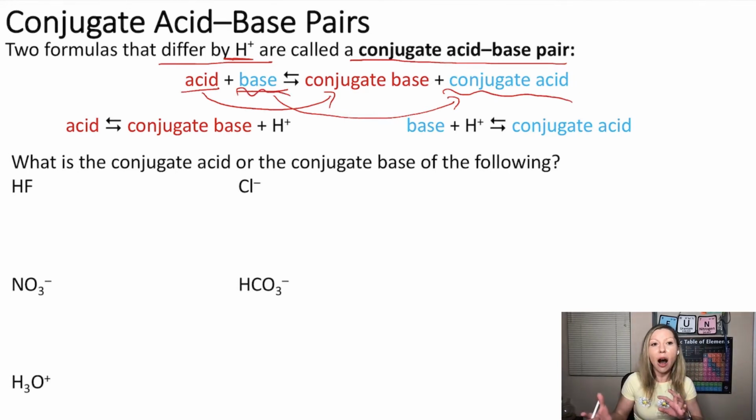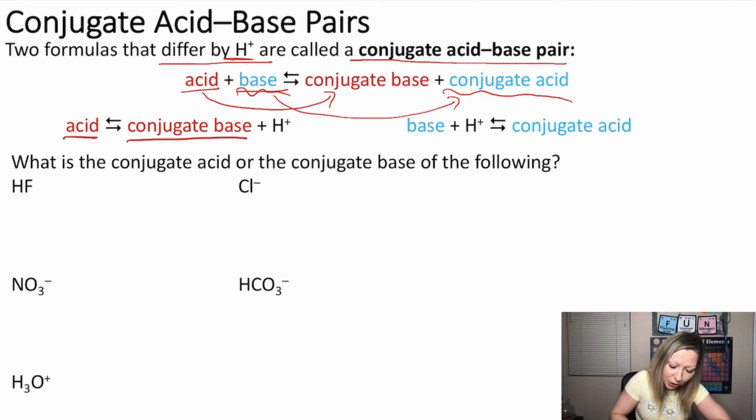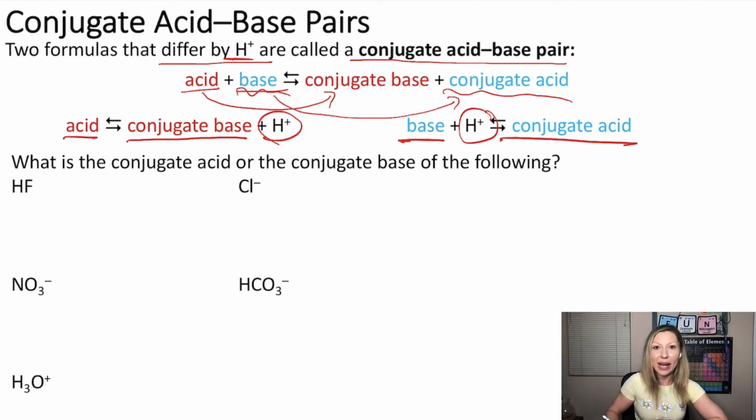If we look at the half reactions, we can see that we have the acid here forming the conjugate base and the H+. And then when we look at the base side, we can see that we can add that H+ to form a conjugate acid. I hope this makes sense. So let's take a look at the practice question.